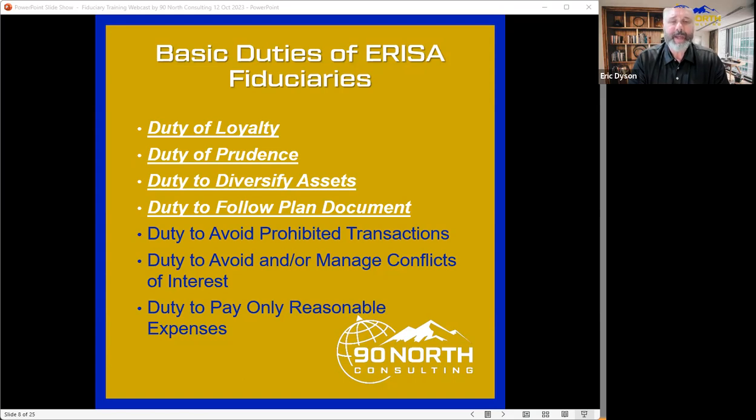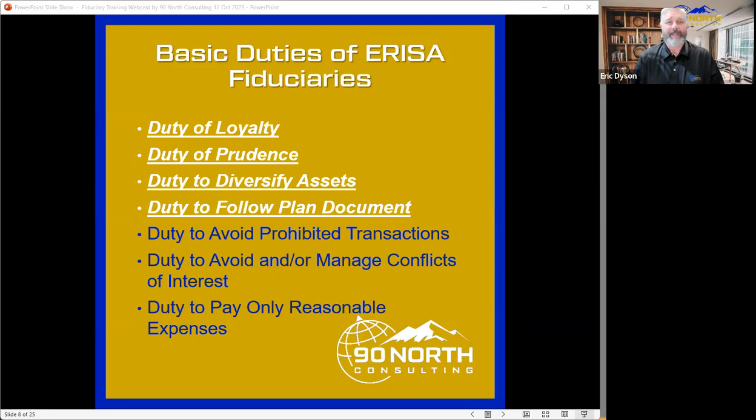And the last one is the duty to pay only reasonable costs, only pay reasonable expenses. That would also rise up, in my opinion, to the duty of loyalty and the duty of prudence. But in your decision-making process, as committee members, as plan fiduciaries, or as advisors to plans, if you keep these in mind at the top: duty of loyalty, exclusively in the interest of the participants and their beneficiaries, single-minded view. The duty of prudence: are you an expert?